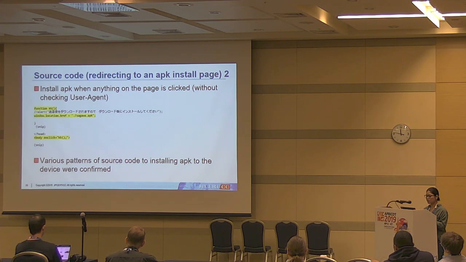And the third, this is also a page which redirects to an APK install page, but there is no code checking the user agent (UA). That means everybody who visits this fake website will be able to install the APK. That means the attacker really wants everybody to install the APK by all means, right? So we have seen various patterns of source code so far. It seems like the attacker really wants everybody to install the APK file.